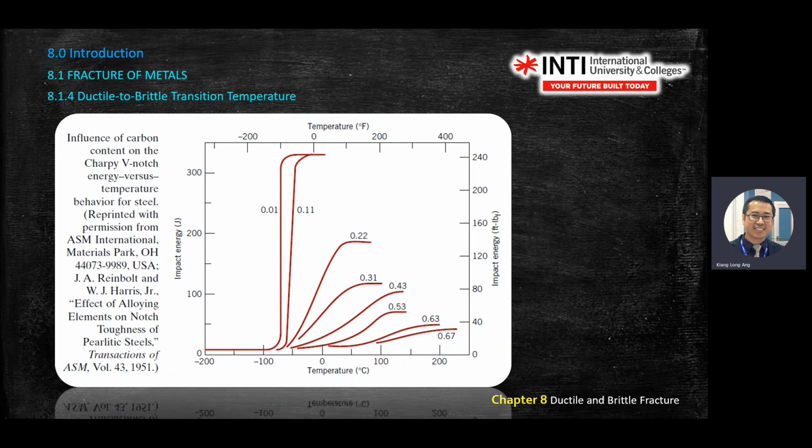This is another graph, also percentage of carbon, showing how it affects the impact energy versus temperature.